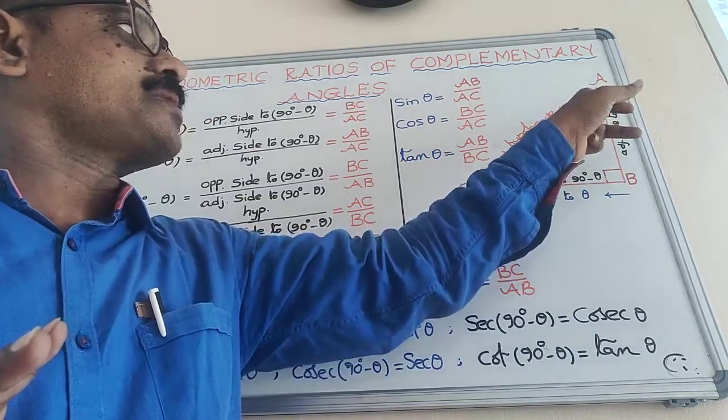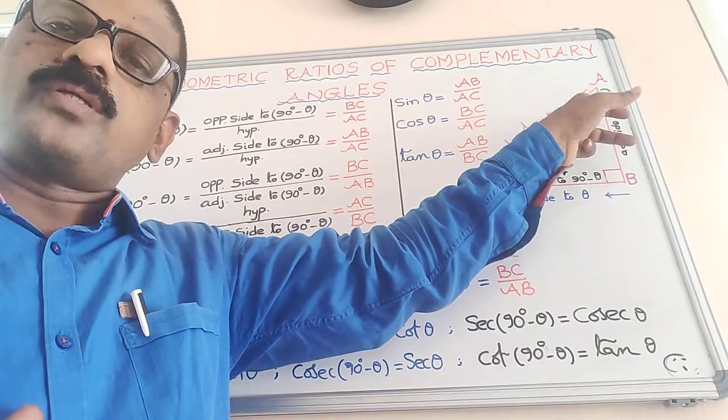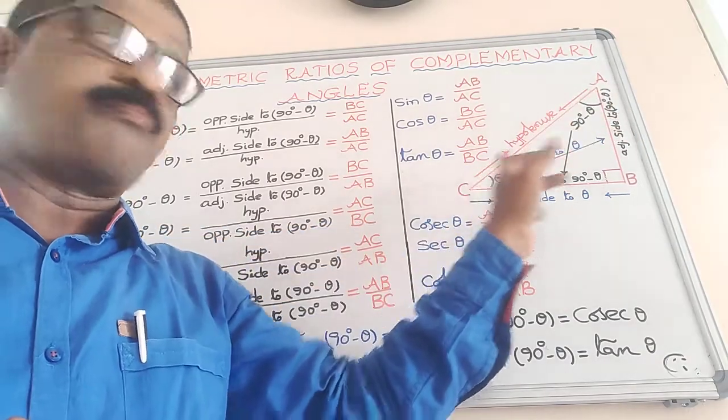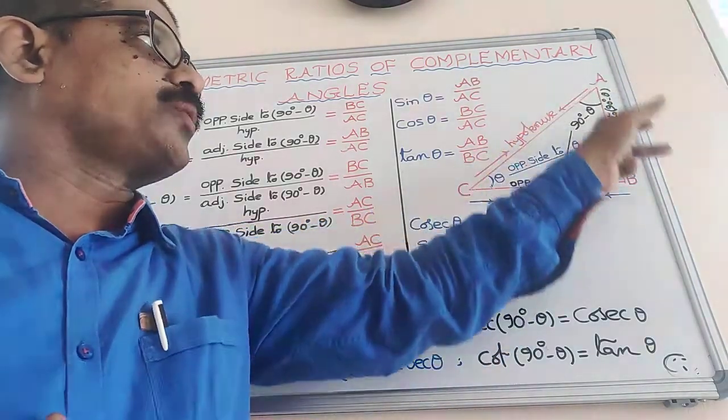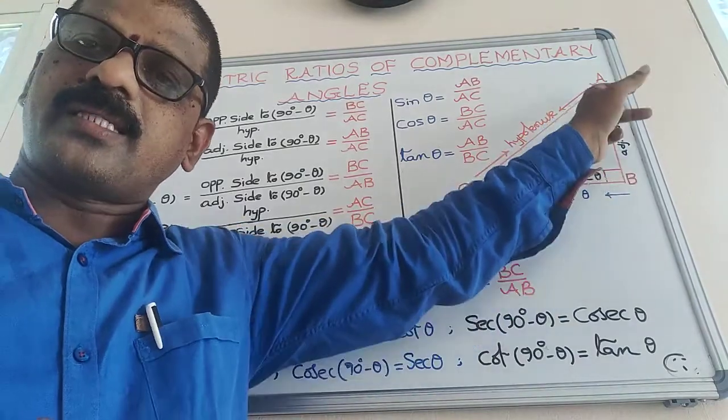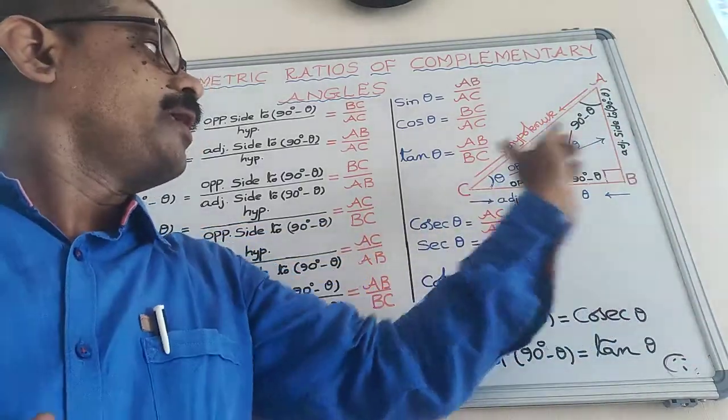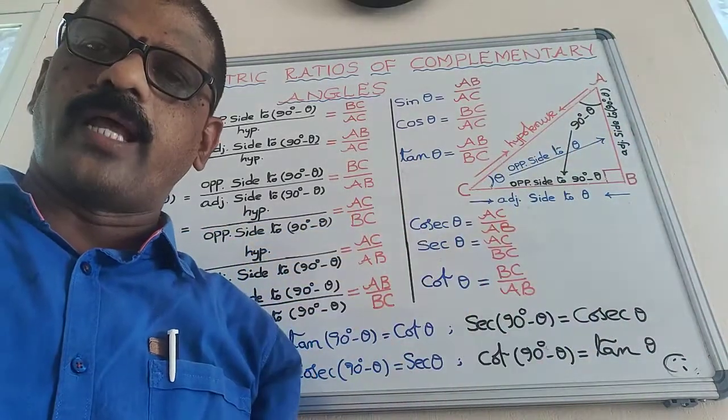The next one, this is 90 minus theta. So the opposite side to 90 minus theta is BC. The adjacent side to 90 minus theta is AB. Clear? AC is called the hypotenuse.